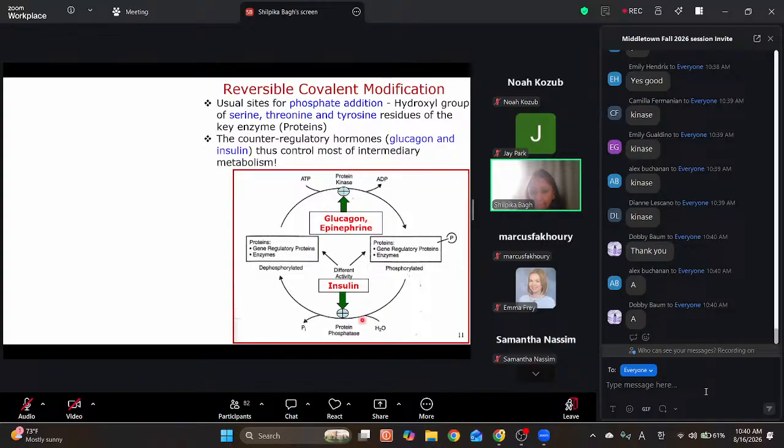Did I talk about this though? Can insulin dock this protein? Yes. So that is reversible covalent modification. Glucagon and epinephrine will activate PKA to do that, and insulin will dock protein phosphatase to do that. That's all. Did I answer your question?